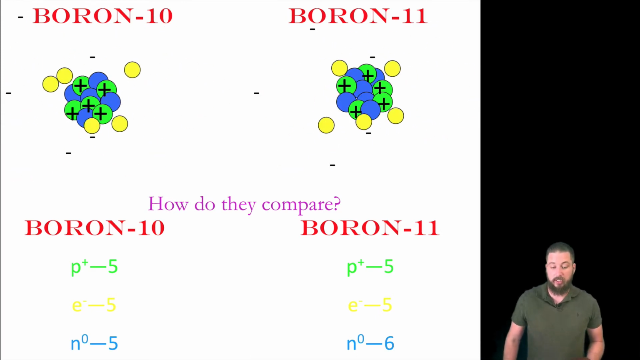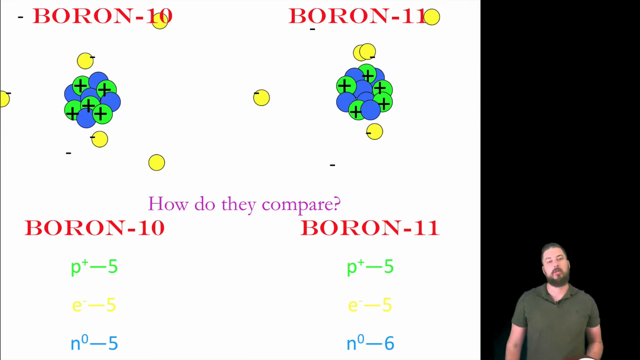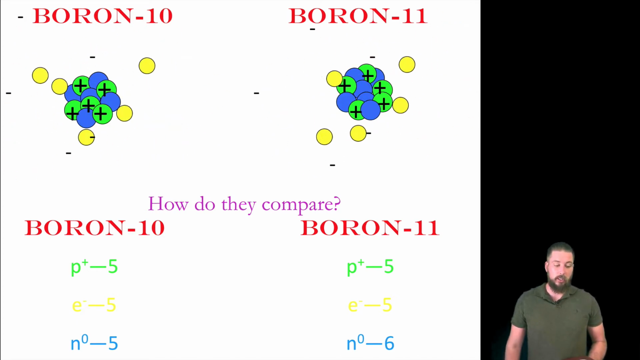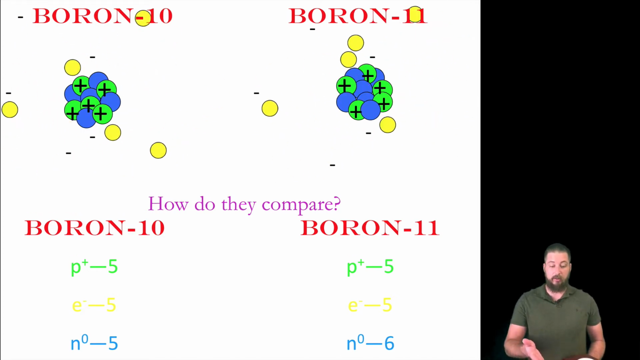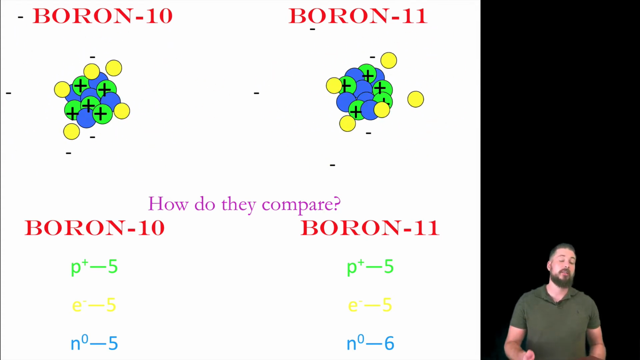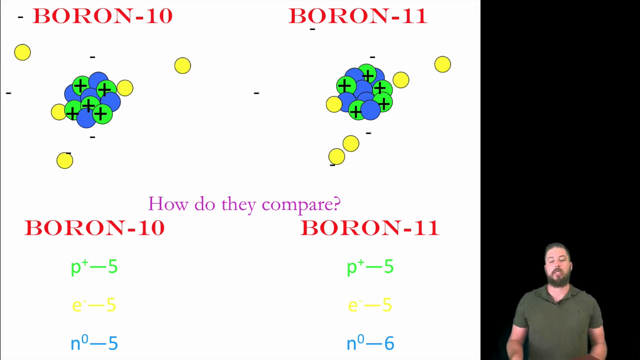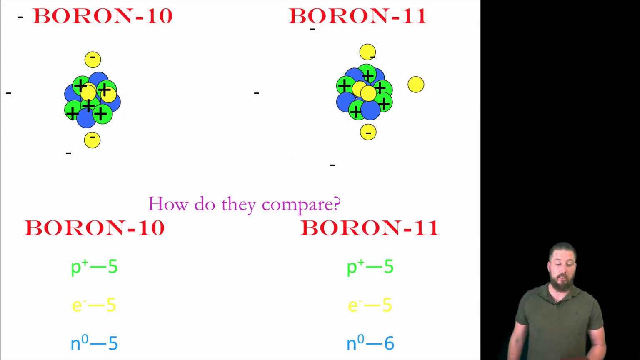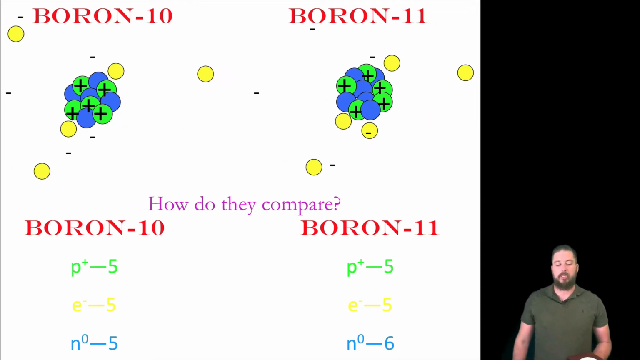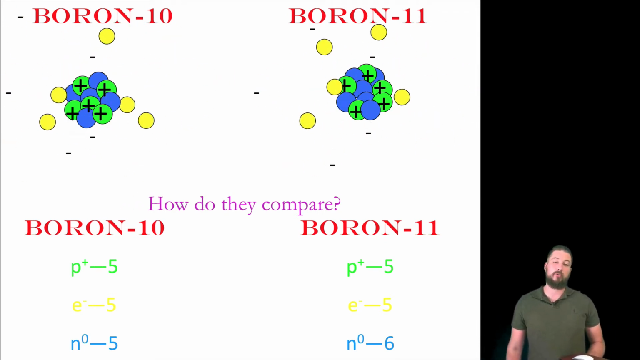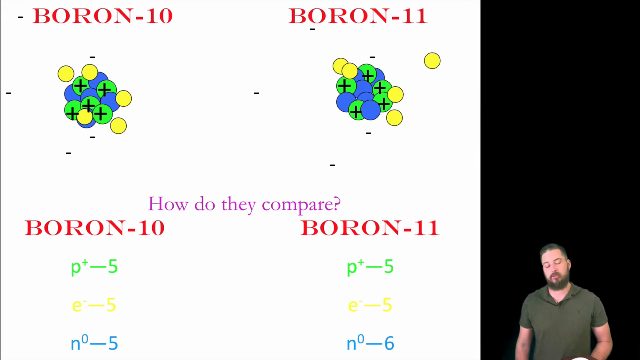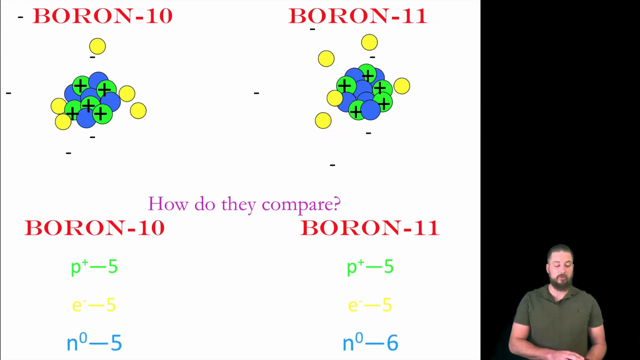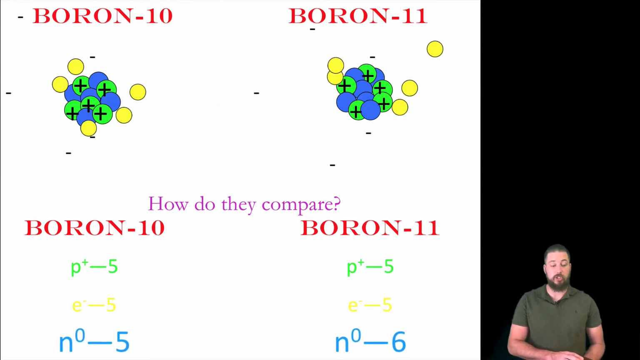We have boron-10 and boron-11, and both of them are boron because they both have 5 protons. Again, the number of protons will dictate the identity of the element. Now, take a look at how they're different though. Notice how one of them has 5 neutrons and the other one has 6 neutrons. And so what that does is that changes the mass. And so you'll see they have different neutrons, which changes the mass.